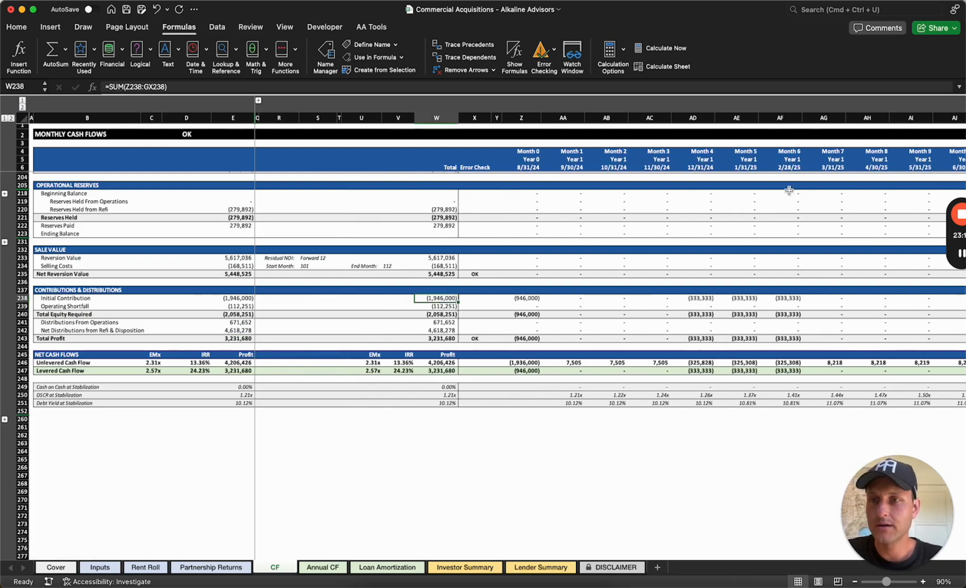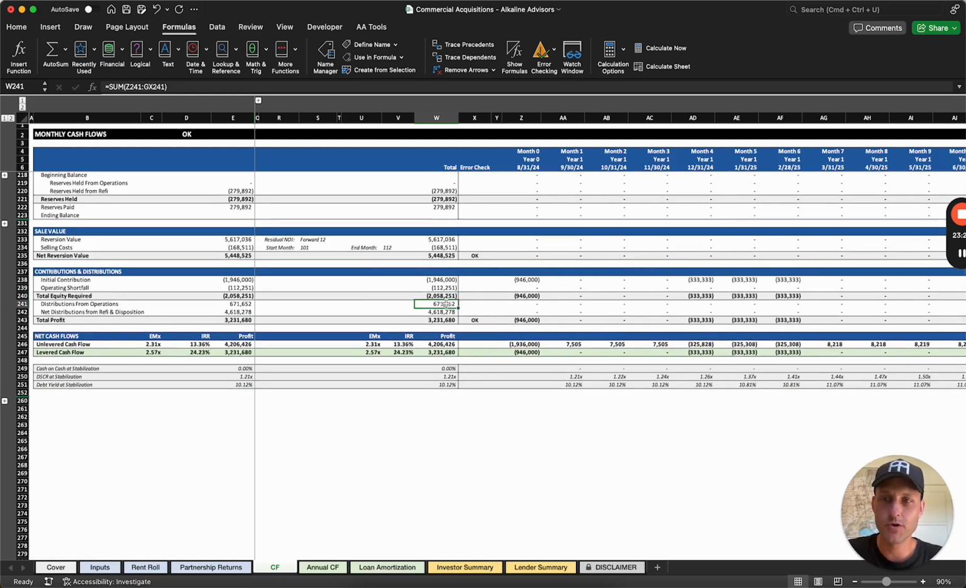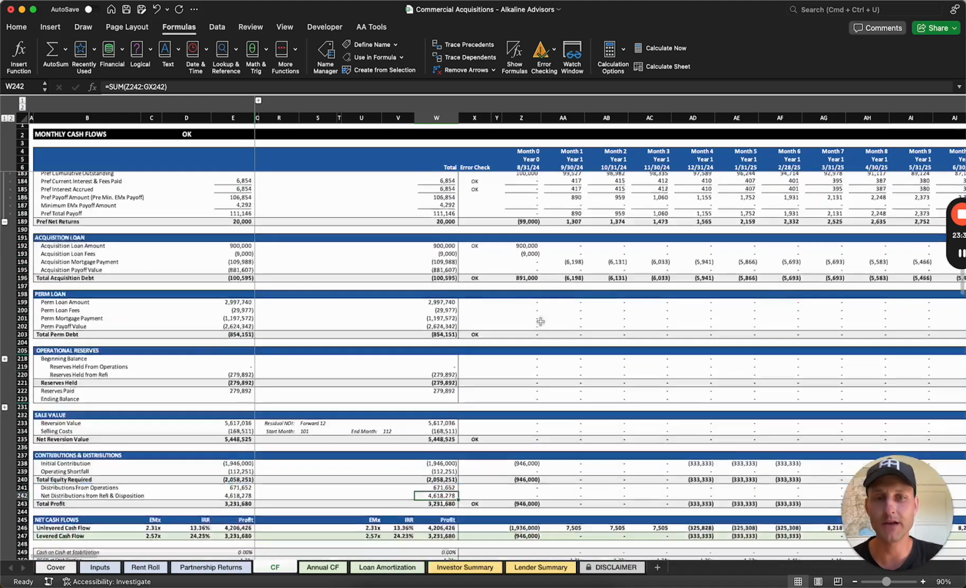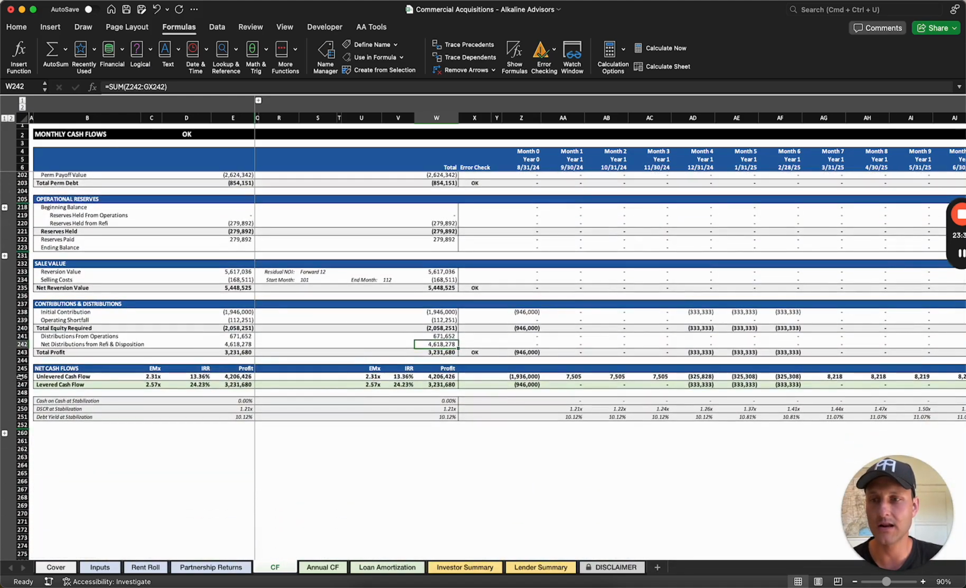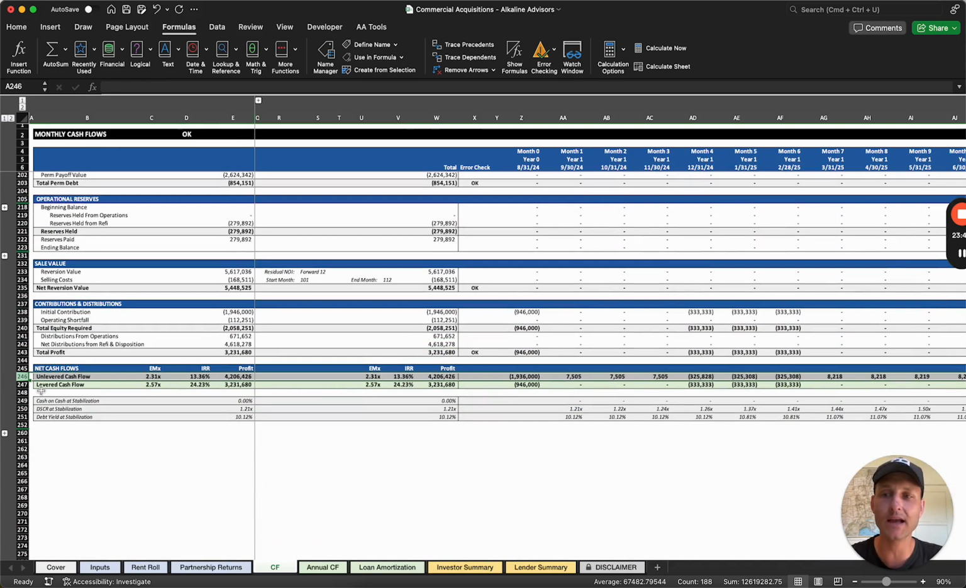Contributions, we've broken it out into initial contributions for the project and the renovation, and then operational shortfall, that gives us the total project cost, the total equity required. And then for the distributions, we have distributions from operations versus distributions from any capital event like refi or disposition. And then all of this information flows into these 2 line items, a net unlevered cash flow line item, and then the net levered cash flow line item.